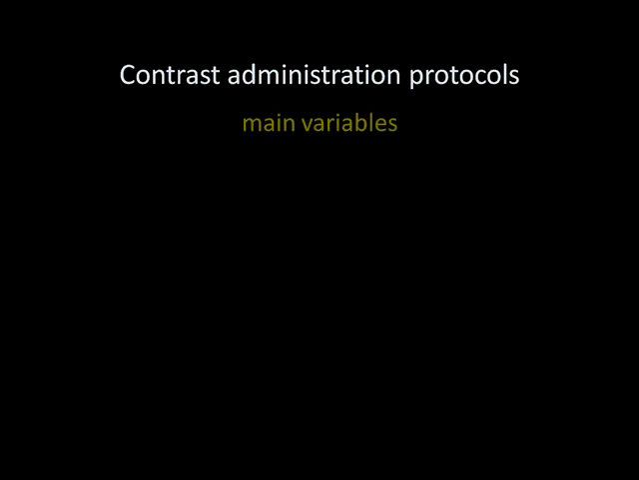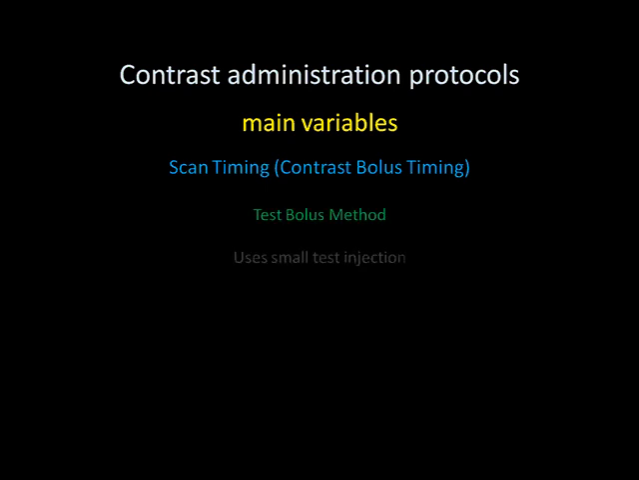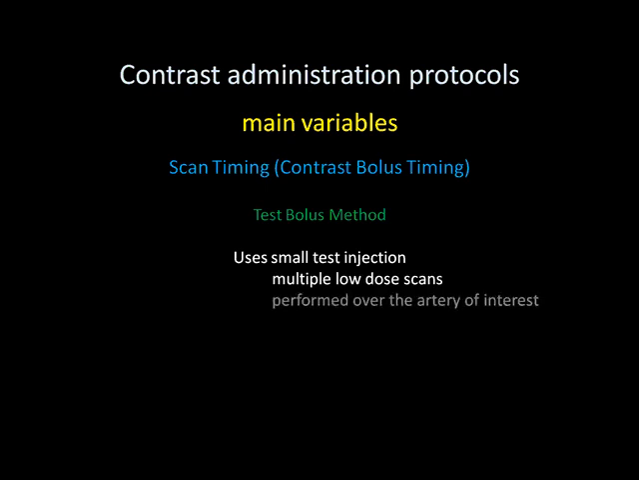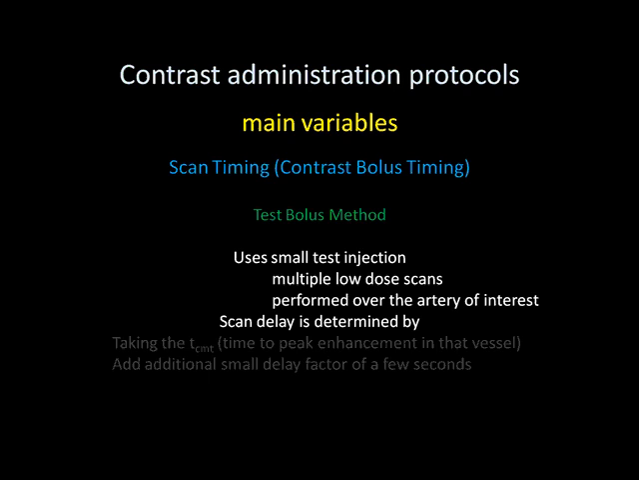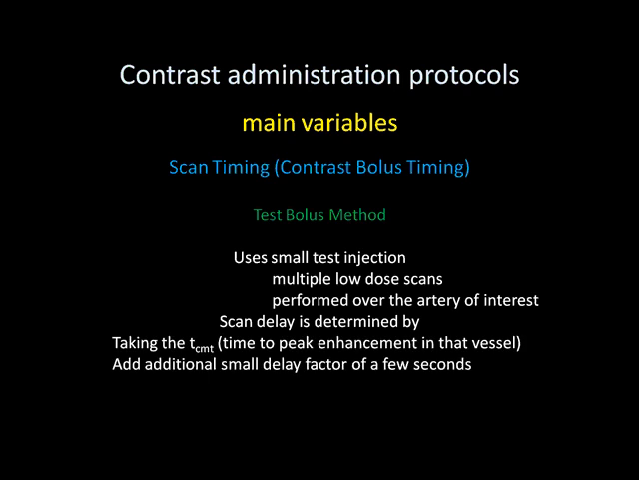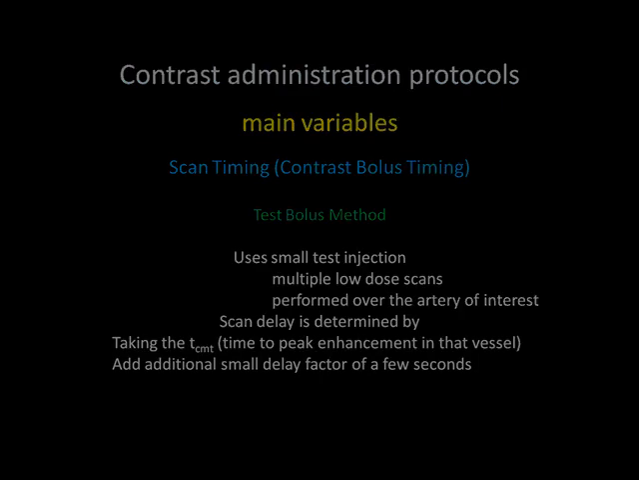Let's talk about some contrast administration protocols. There are some main variables. First, let's talk about the scan timing. And there's two different ways to time the scan. You can do a test bolus method, which uses a small test injection, multiple low-dose scans that are performed over the artery of interest, and then the scan delay is determined by taking the time that it took to reach peak enhancement of that vessel, and then you add an additional small delay factor of a few seconds. Then you go back and do the actual injection itself.